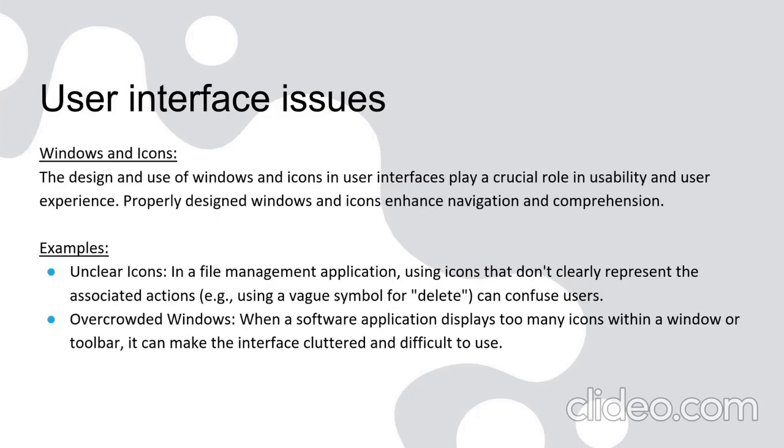Some other issues are windows and icons. The design and use of windows and icons in user interfaces plays a major role in usability and user experience. These windows and icons should be properly designed to enhance navigation and comprehension. For example, with unclear icons and overcrowded windows in a file management application, the icons don't clearly present the associated actions. For example, using a vague symbol for delete can confuse users. And when a software application displays too many icons within a window or toolbar, it can make the interface cluttered and difficult to use.